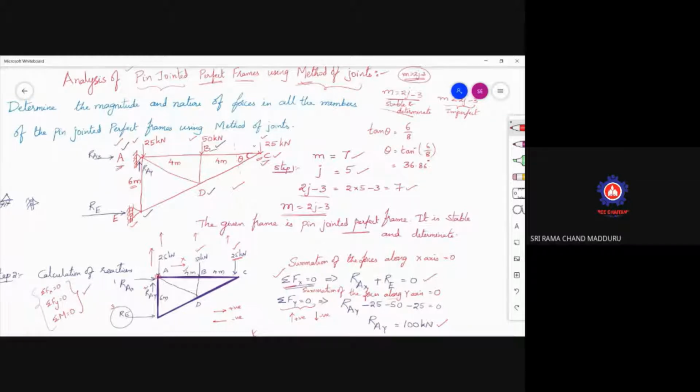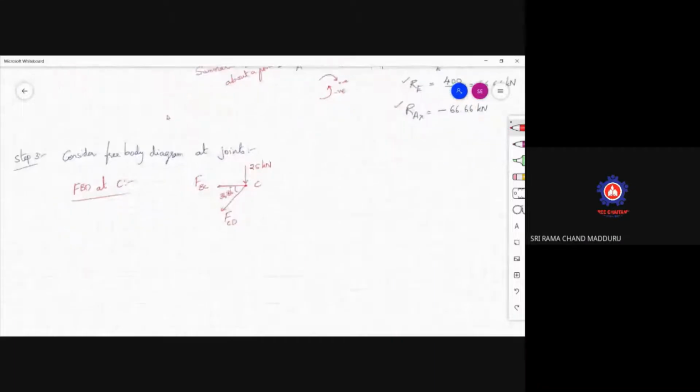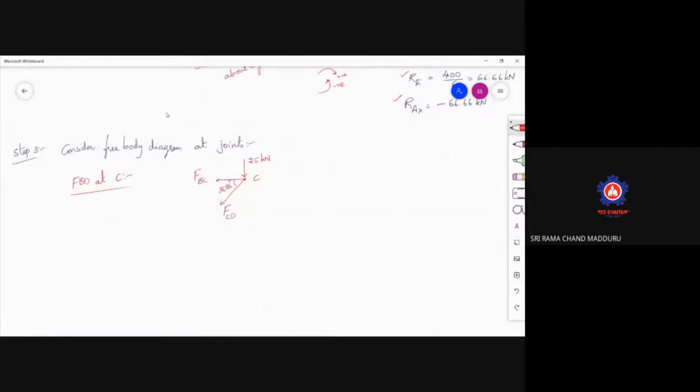Why specifically two unknown forces? Is there any significance for this value of 2? Yes, let me see here. If I draw the free body diagram at C, first of all assume the sign convention: tension will be considered positive and compression will be considered negative. That is the assumption we are following here in this method of joints.